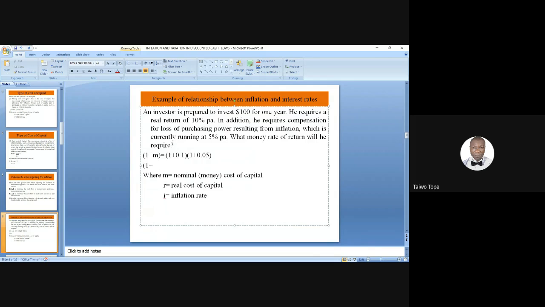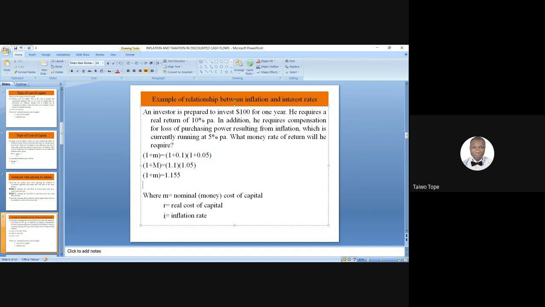When you multiply these two values, let's see, we have it as this: 1 plus m equals what? 1 plus 0.1 will give us 1.1. Then 1 plus 0.05 will give us 1.05. When you multiply both, you should have the results in this order: 1 plus m equal to 1.1 multiplied by 1.05. You should have 1.155.